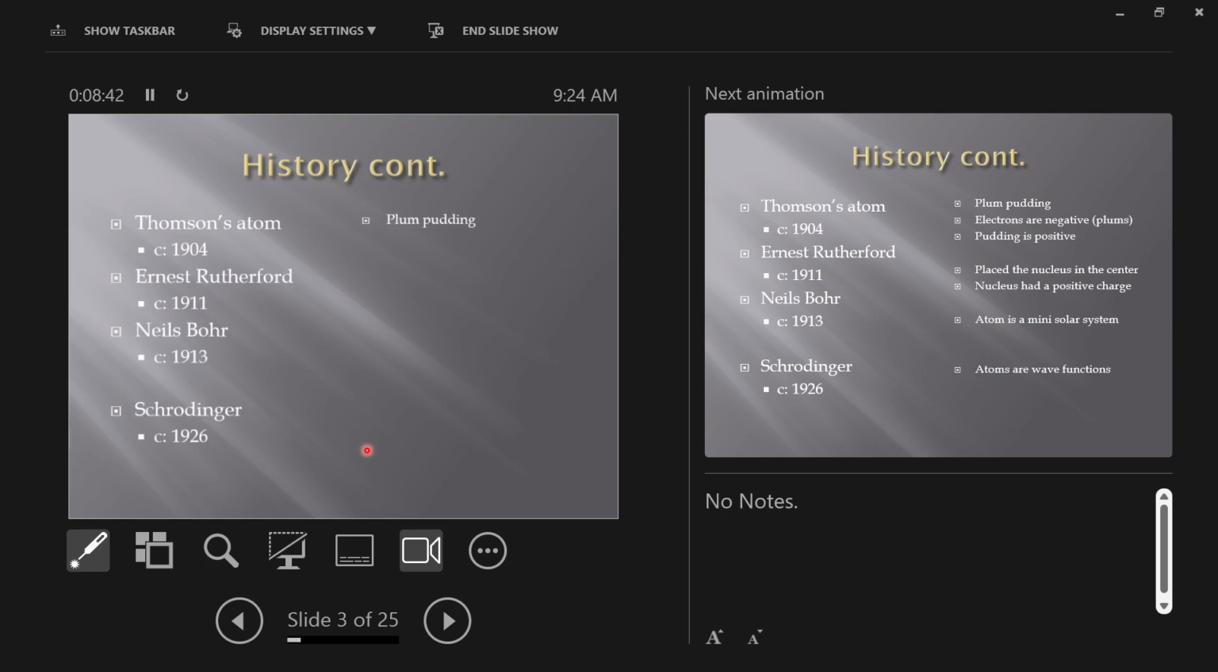J.J. Thomson comes up with a model of an atom he calls the plum pudding model. Okay, plum pudding is raisin bread. For those of you who've never heard of plum pudding before, if you've been around physics for long enough, you've figured out what plum pudding is by now. But it's a term we use all the time to describe the early thoughts we had about atoms.